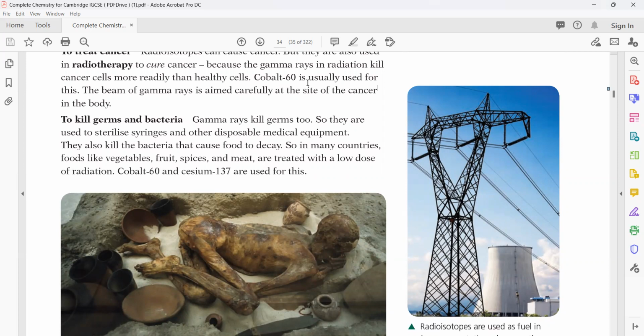To kill germs and bacteria, gamma rays kill germs too. So they are used to sterilize syringes and other disposable medical equipment. They also kill the bacteria that cause food to decay. So in many countries, food like vegetables, fruits, spices, and meats are treated with a low dose of radiation. Again here, cobalt 60 and cesium 137 are used for this.